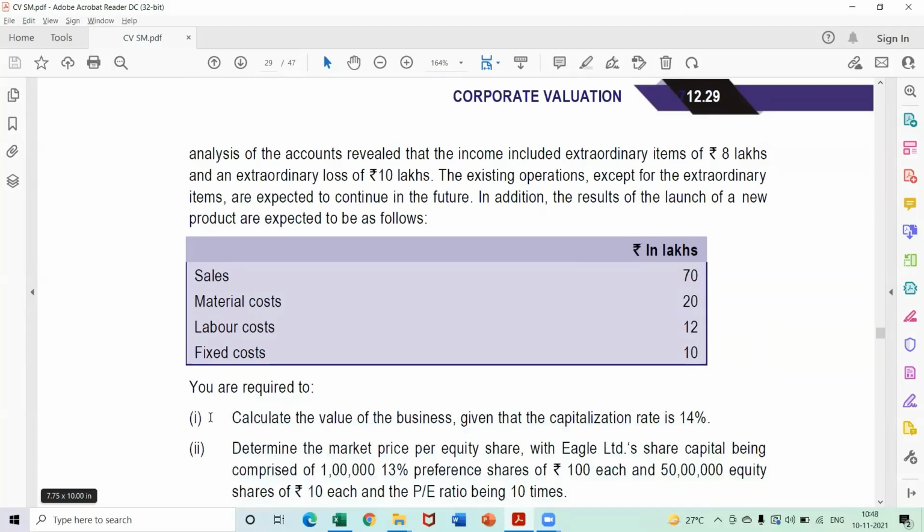So how do you approach the problem? First, your PAT is given, so you'll convert it into PBT, right? Then you'll adjust for these extraordinary gains and losses. Okay. Then what do we do? Then we'll take into account the profit corresponding to the new product, and then again we will find out PBT, and then we'll adjust for tax and find out PAT, and then at the capitalization of 14%, we'll find the value of business, right?